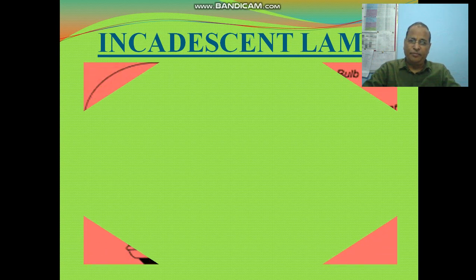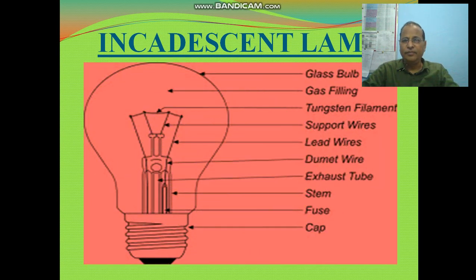Incandescent lamp. It contains a glass bulb as the outer cover, inside that the gas filling, a tungsten filament, the support wires for the tungsten filament, the main lead wires for the supply, then the Dumet wires inside the solid material. The exhaust tube is also there, the stem, the fuse, the cap.